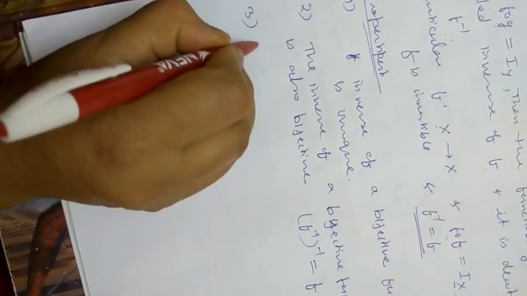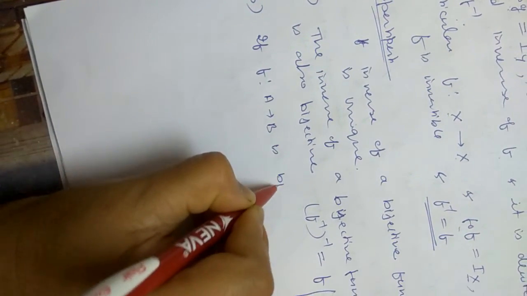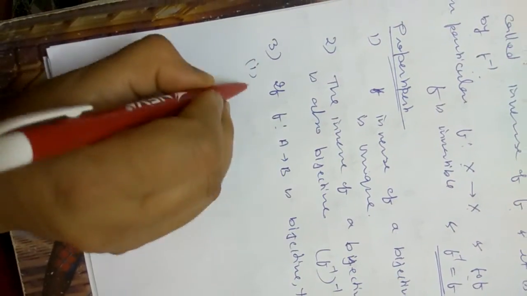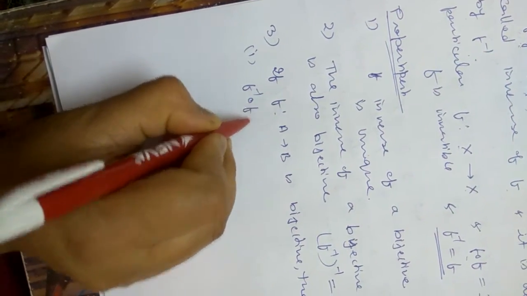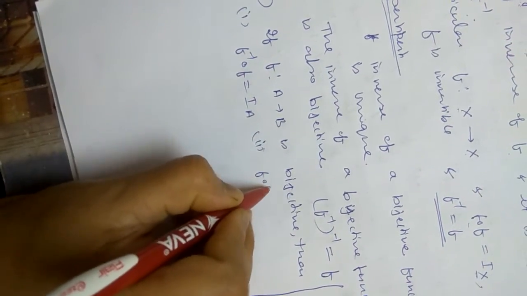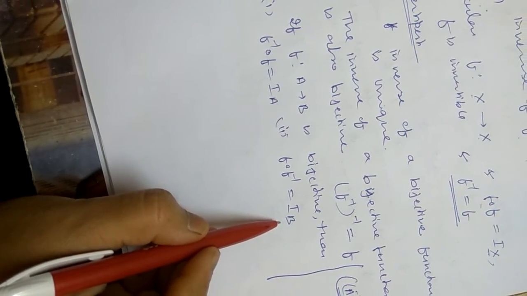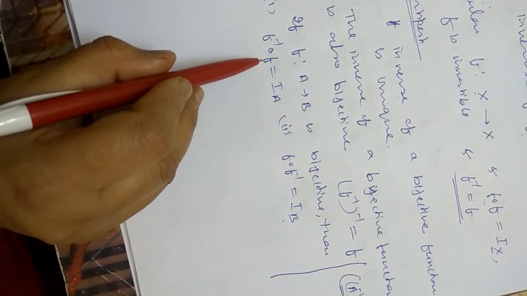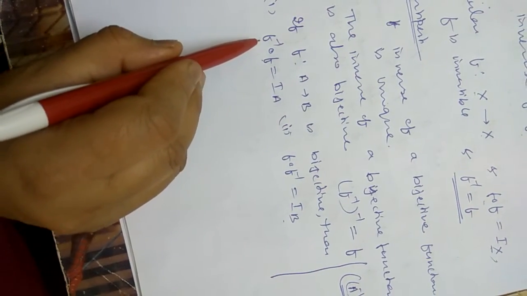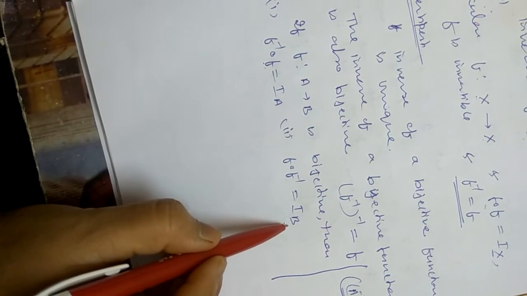The third property: if f from A to B is bijective, then first, f inverse of f is equal to IA, and second, f of f inverse is equal to IB. According to the second definition of an invertible function, g of f is equal to IA, and f of g is equal to IB.